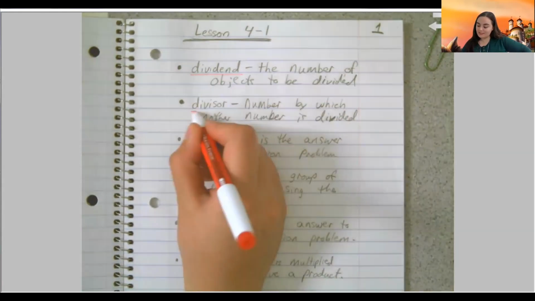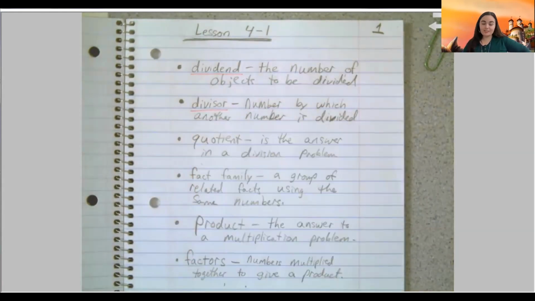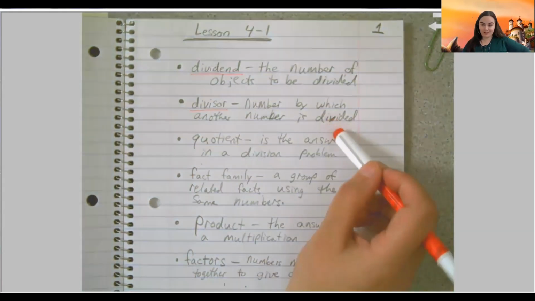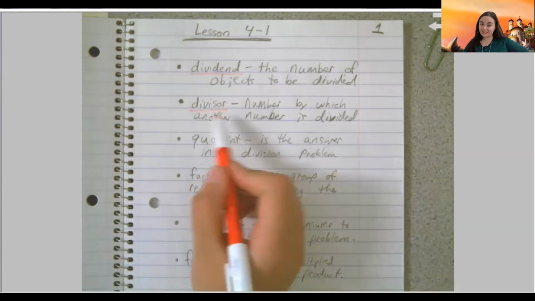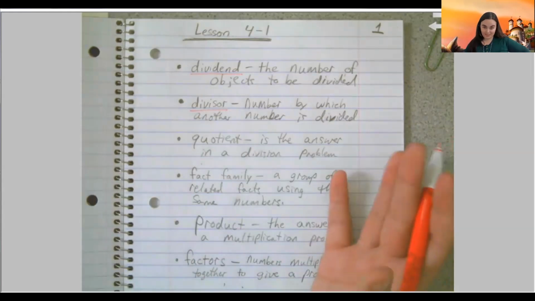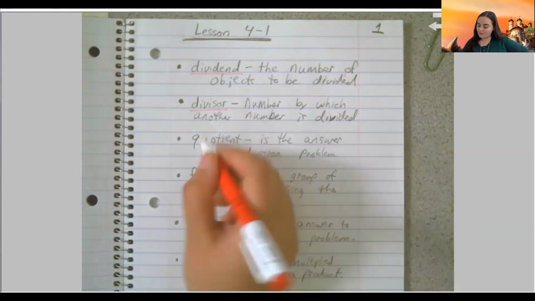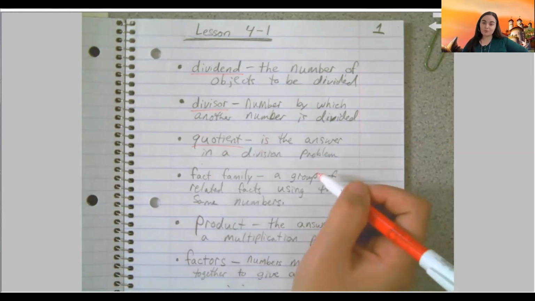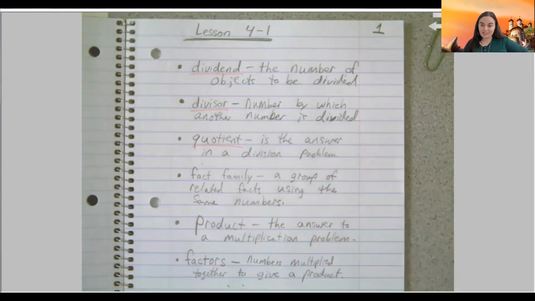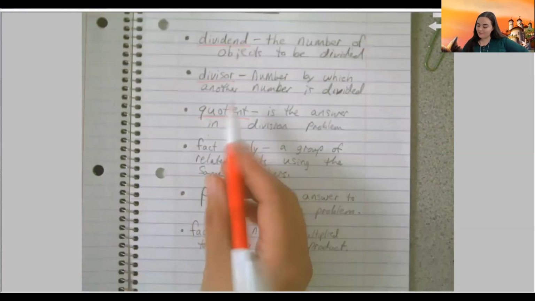Then we have the divisor. The divisor is the number by which another number is divided. So 24 divided by 4, right, would give us 6. So that 4 would be that divisor. It's divisor, divising, it's what we divide with, okay? Then we've got quotient. A quotient is the answer in a division problem. So just how the product was in a multiplication problem, now the quotient is the answer in a division problem, all right?